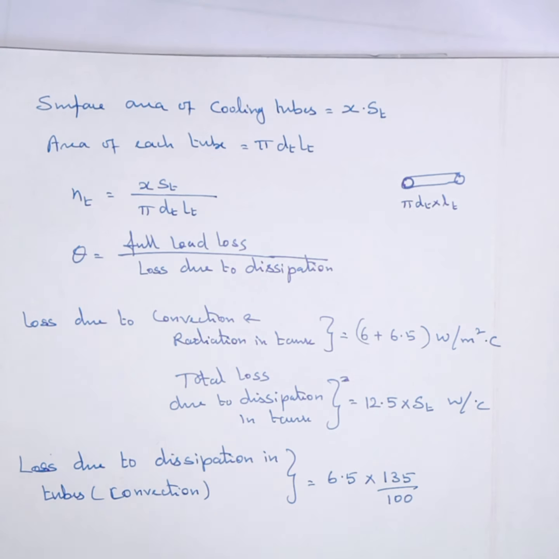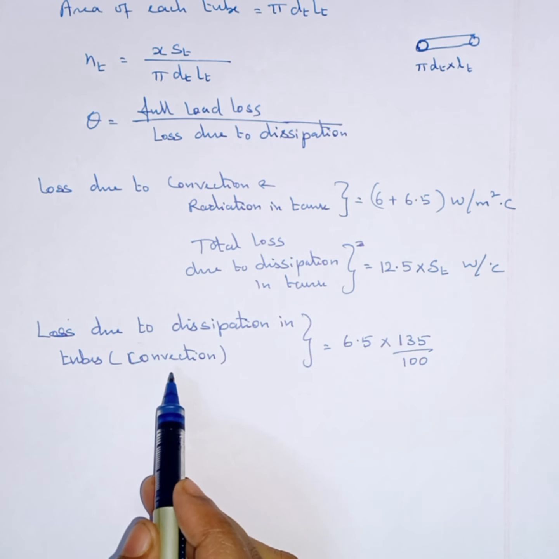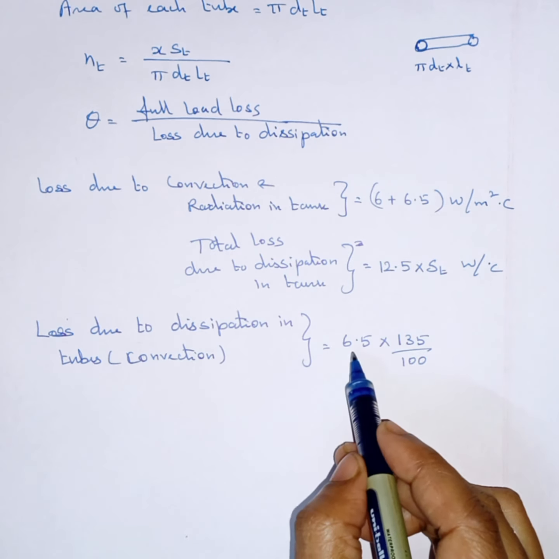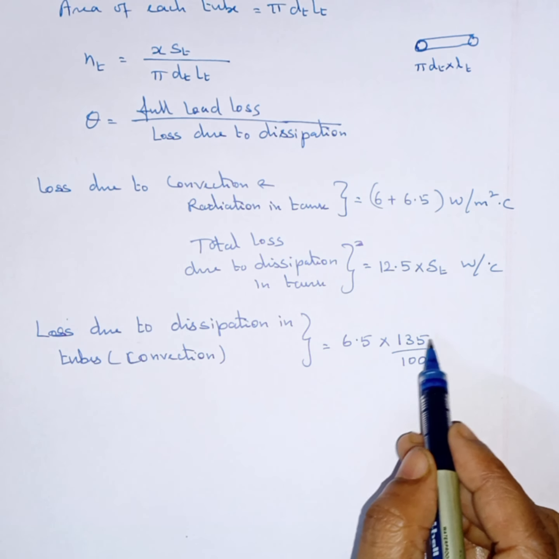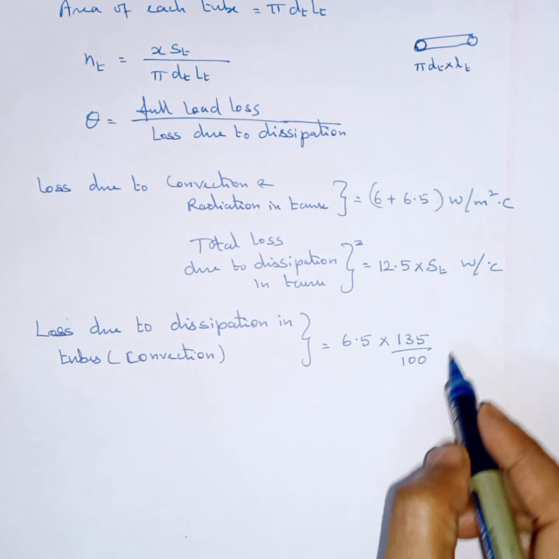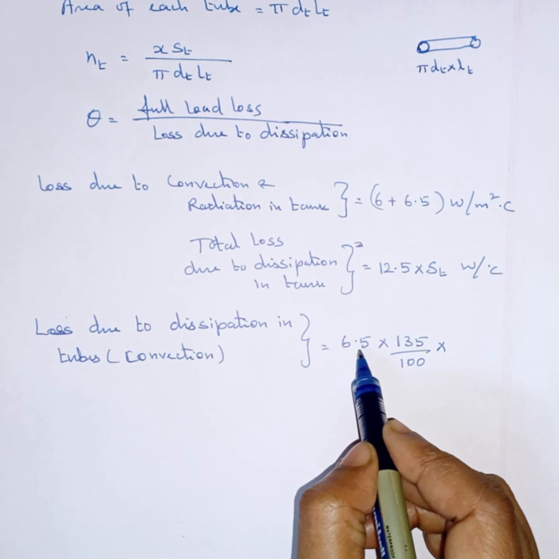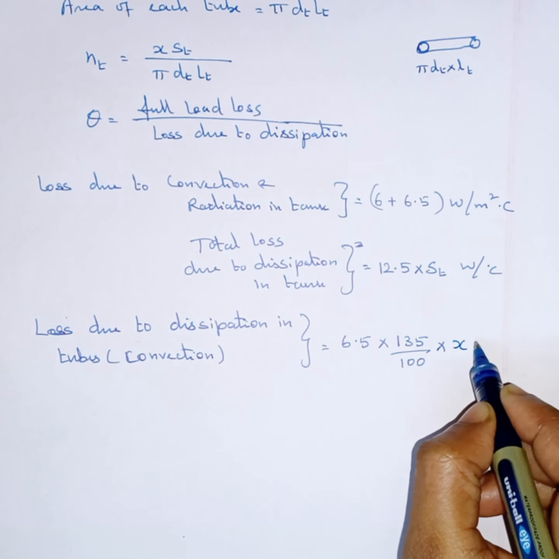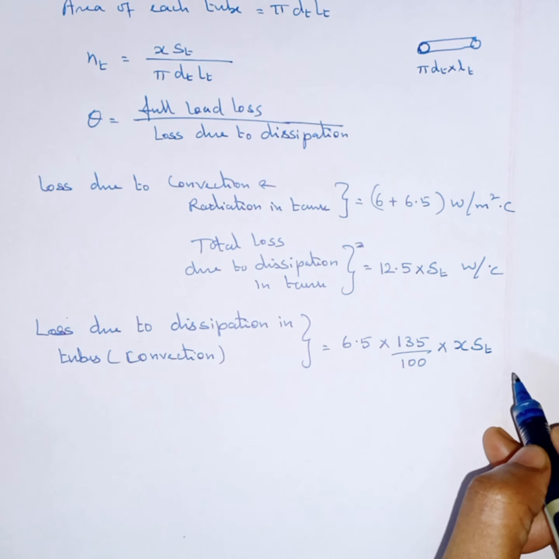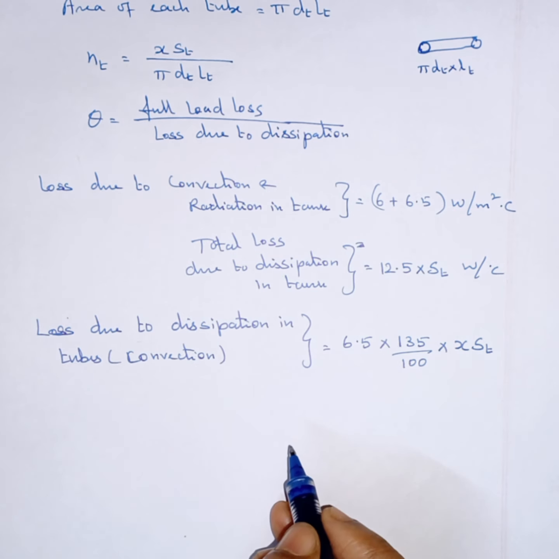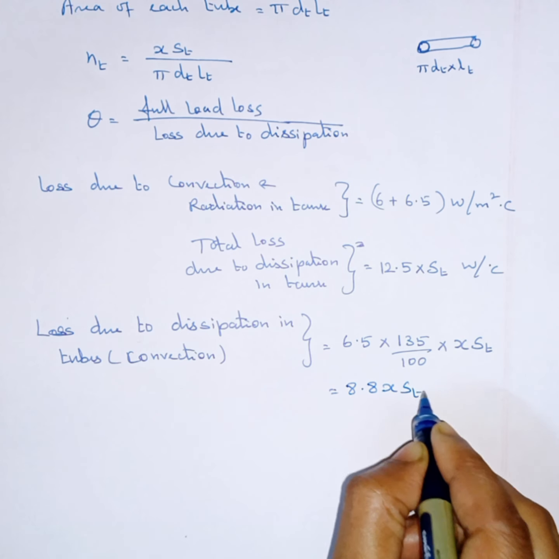Now we'll see the loss due to dissipation in the tubes, which is due to only convection, and it has an improvement of 135%. So 6.5 is convection, so 135 by 100 multiplied by 6.5 is for 1 meter square. For the entire surface, the tube surface area we have considered as XST. So if we simplify this, we'll get 8.8 XST.